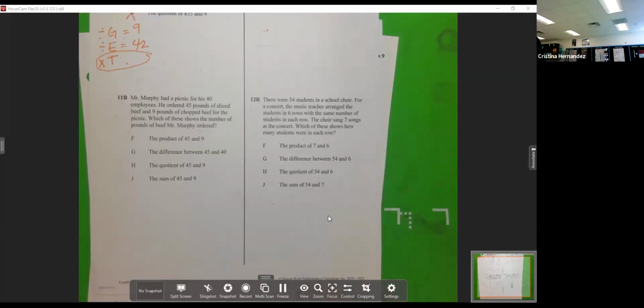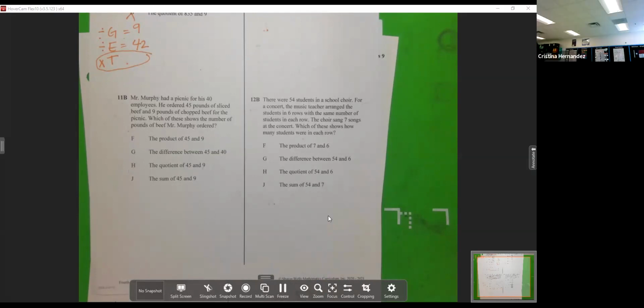11B. Mr. Murphy had a picnic for his 40 employees. He ordered 45 pounds of sliced beef and 9 pounds of chopped beef for the picnic. Which of these shows the number of pounds of beef Mr. Murphy ordered? We don't need 40. They don't need 40 employees for the picnic.